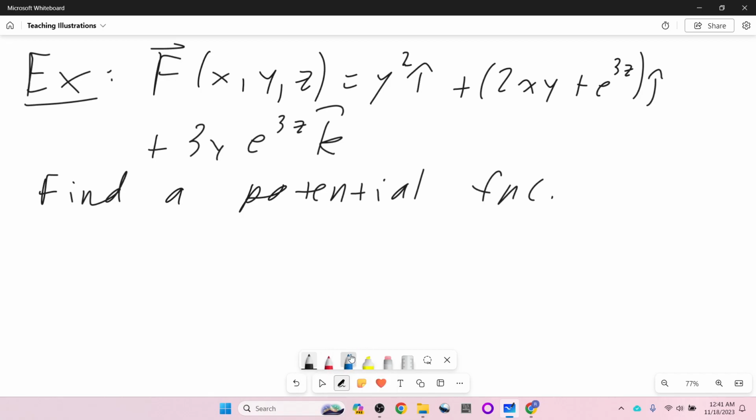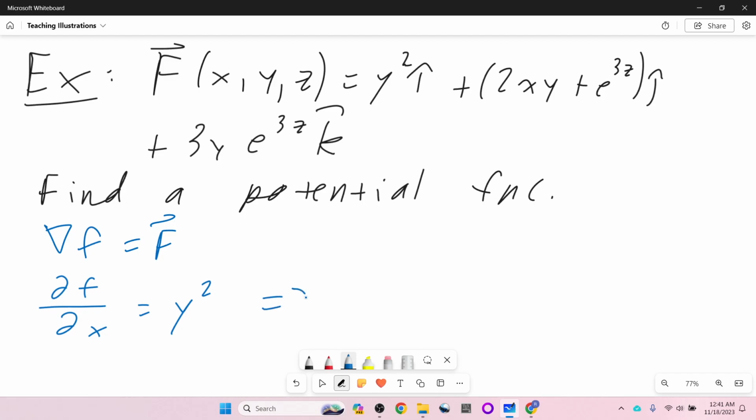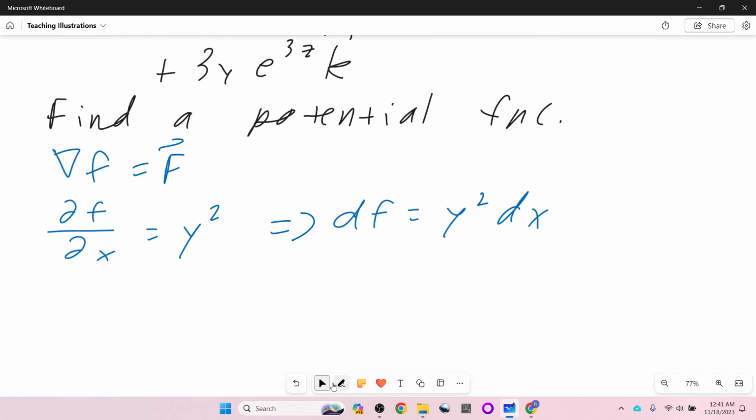So, there's some f where del of little f equals capital F. So we're going to go through this one by one. All right, so del f over del x is y squared. So we can solve this as df is y squared dx. Then we take the integral of both sides. We get f equals xy squared.